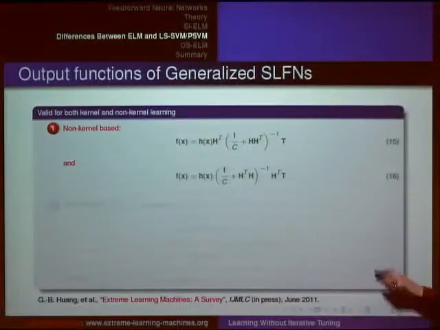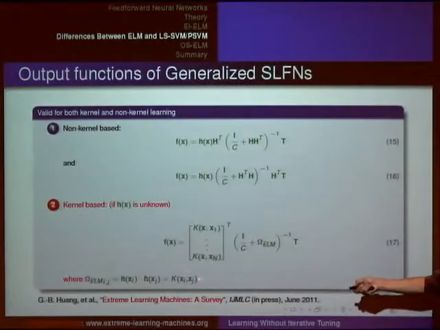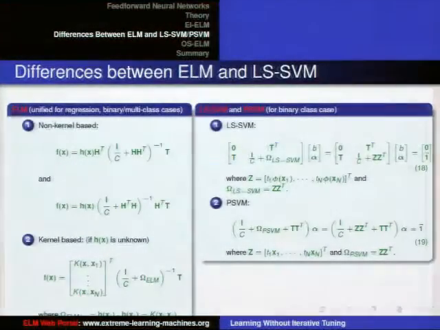Then, if H is unknown, if the hidden layer output function is unknown to us, we can define a kernel method. So H(xi) times H(xj) becomes K(xi, xj). Now, what is the difference between this and the least square method? This is one of the main topics here because many people are interested in this. So for the kernel method we have this.